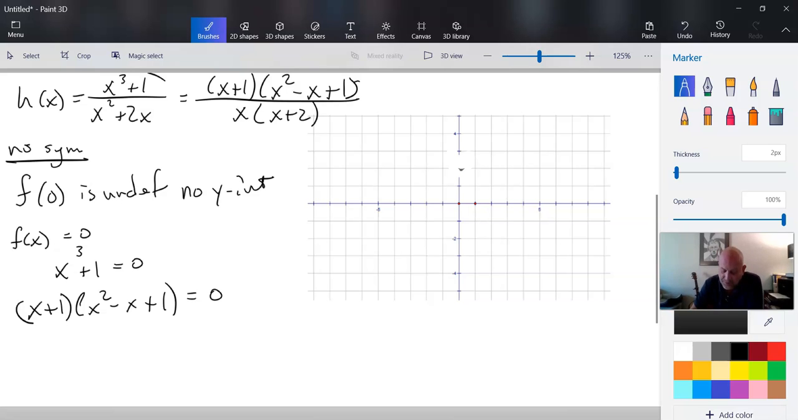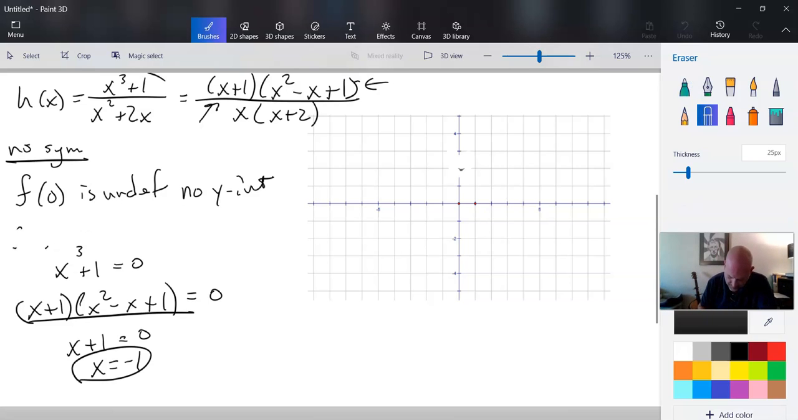Now, here's the thing. When you factor the sum of cubes, that second term there always has complex numbers as its solution. So even if you try to solve it, you're not going to get a real number, which means it's not something that shows up in our graph. The only part that's actually going to give us anything is the x plus 1. When x plus 1 is equal to 0, this whole thing is equal to 0. So this is x equals negative 1. So we have no y-intercepts. What we just found out is we have an x-intercept at negative 1. Okay, so we'll add that in there.